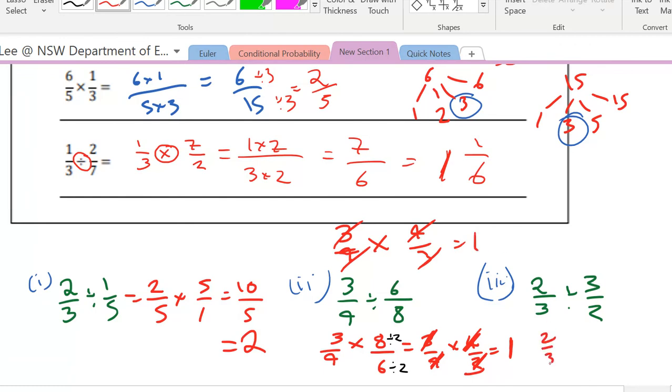Okay, so 2/3 multiplied, we invert the second fraction to get 4/9, and we can't simplify that fraction.